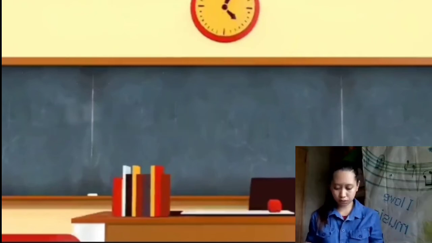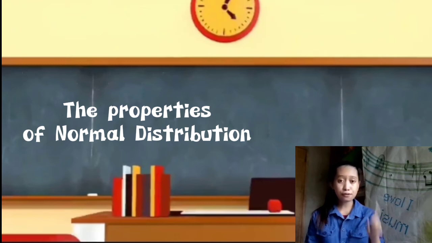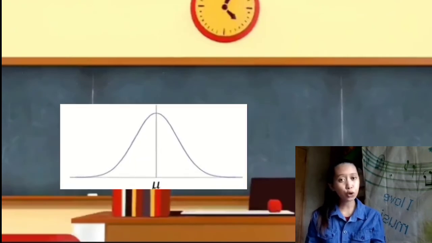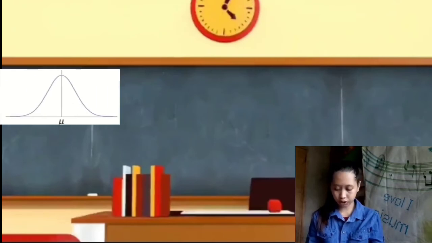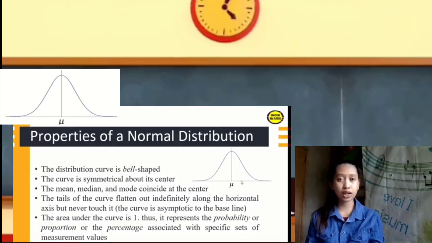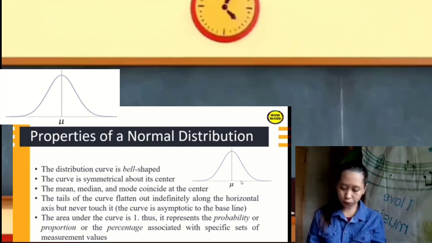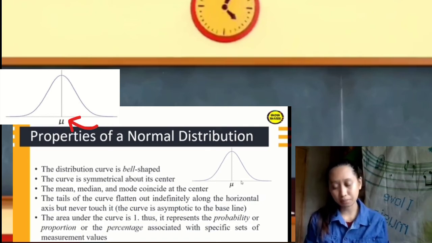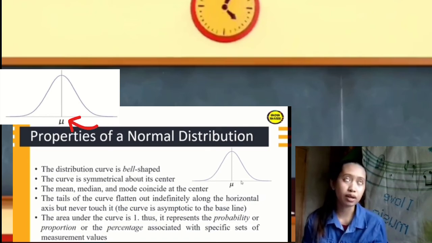What are the properties of normal distribution? First, the distribution curve is bell shaped. Just like what you saw in the picture, the curve is symmetrical about its center. Meaning, its area on the left is equal to its area on the right side. The mean, median, and mode coincide at the center. We can see that in the picture.